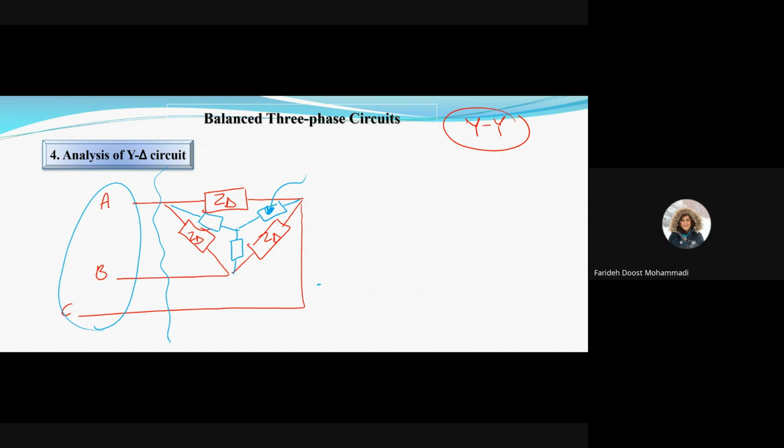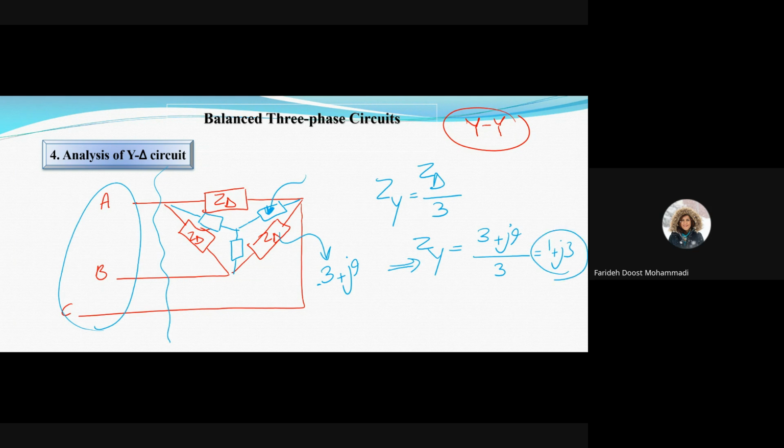Now, I'm not going to show you the proof, but it's a very simple equivalent circuit. All you need to do is divide your Z delta by 3. So for example, if your Z delta is 3 plus j9, then its equivalent Y impedance, Z Y, would be 3 plus j9 divided by 3, which is 1 plus j3. And this is something that you can use for each phase of your circuit in Y connection. And then when you have the Y-Y connection, you can easily go back and convert it into a one-phase equivalent circuit and you can solve everything.